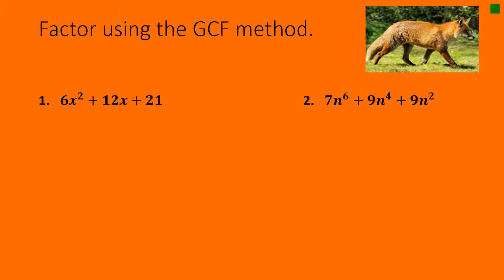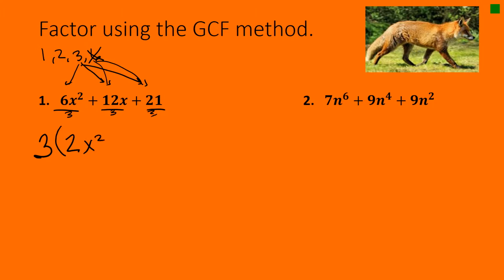All right, factor using the GCF method. So 3 terms, I've got to find what goes into all of them. Remember, factor your smaller one and see, does 6 go into 12? Yes, but does it go into 21? No. Does 3 go into 6? Yes. Into 12? Yes. Into 21? Yes. So that's it. I do not have any variable on that last term, so I'm not going to use that. I'm dividing by 3. I get 2 with an x squared plus 4 with an x plus 7.